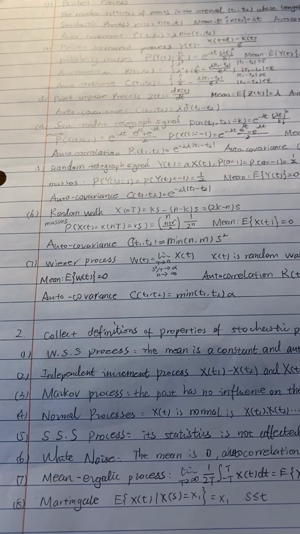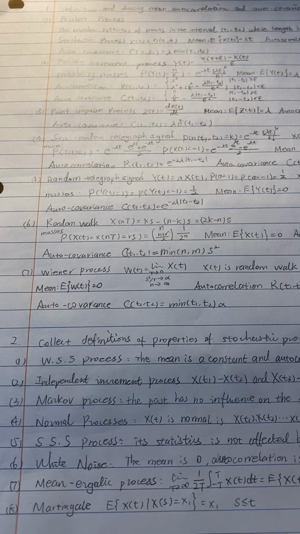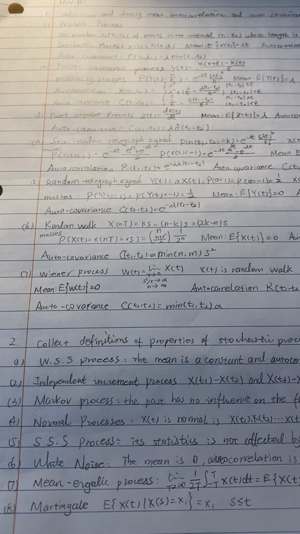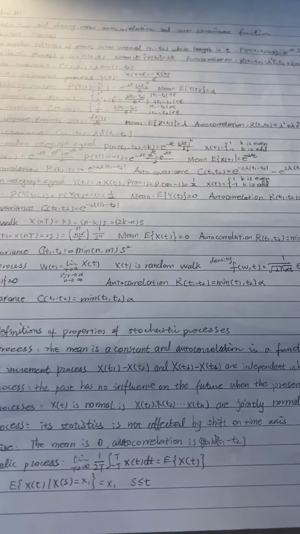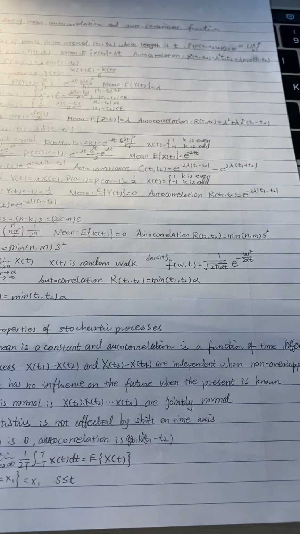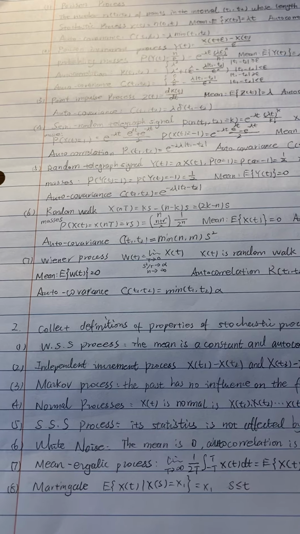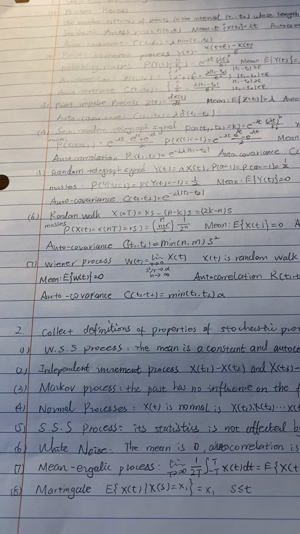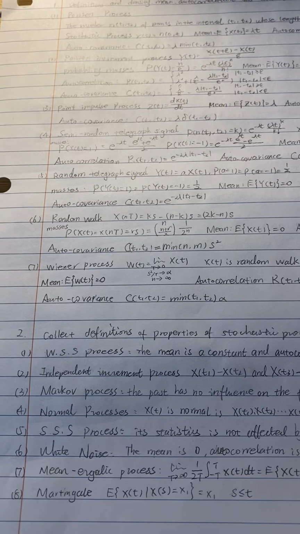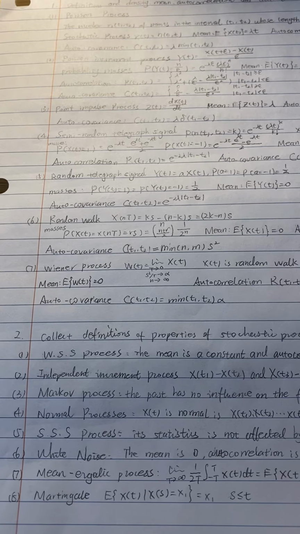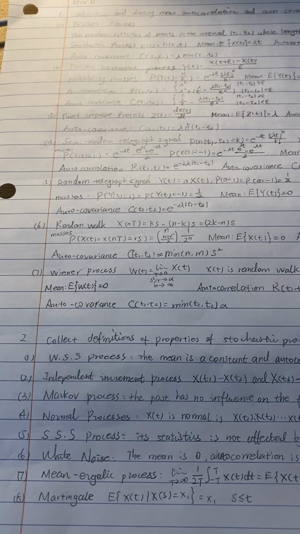Number 2 is independent increment process. It means x(t1) minus x(t2) and x(t3) minus x(t4) are independent on non-overlapping intervals, when the interval of t1 and t2 doesn't overlap with the interval of t3 and t4. Actually, when t2 is less than t3 and t1 is also less than t3, it's non-overlapping.